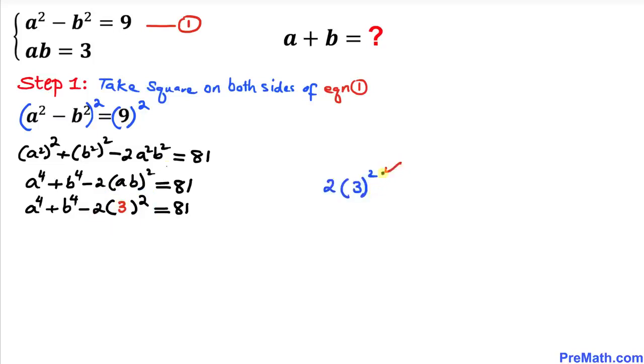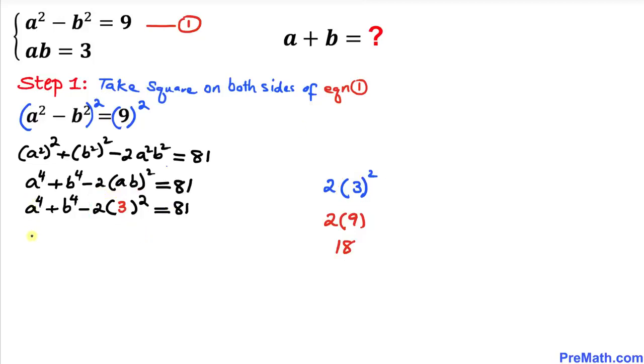And here I have copied it down, and we are going to take care of the exponent first. So 2 times 3 square is going to become 9. 2 times 9 is 18. So therefore I am going to replace this whole thing by 18.